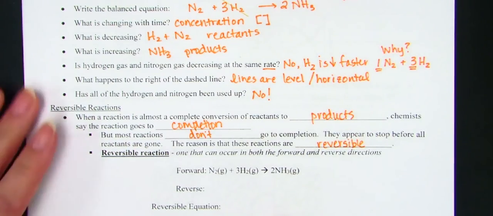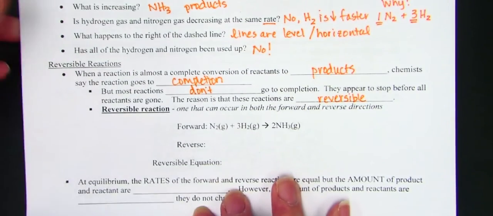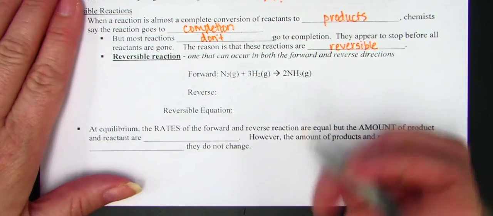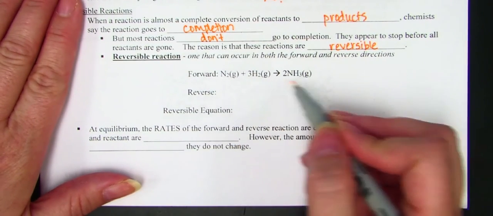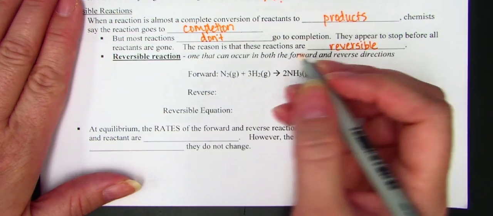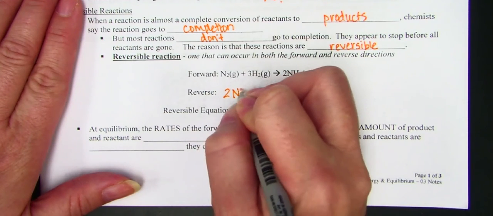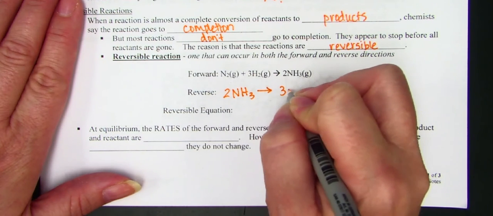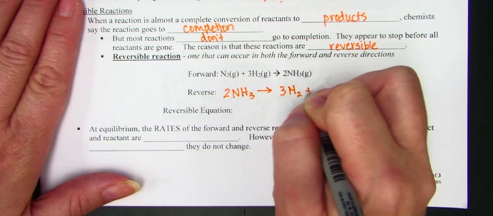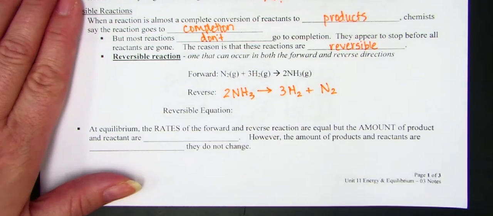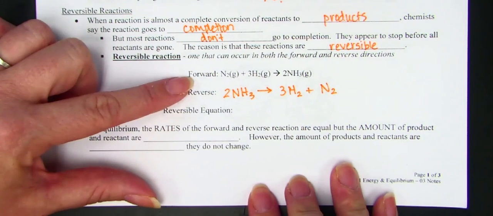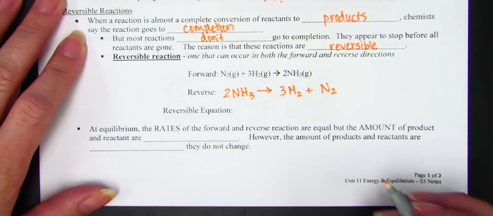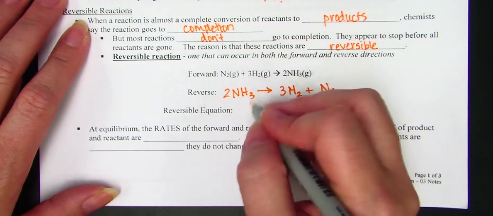So a reversible reaction is one that can occur in both the forward and reverse directions. So in our example above on the graph, we had nitrogen and hydrogen reacting to form ammonia. The reverse is also happening. My ammonia is decomposing into the hydrogen and nitrogen gases. And so if this is the forward reaction and this is the reverse, I can put them together to create my reversible reaction, a reversible equation.